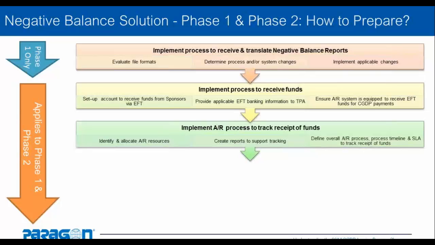Most importantly here, you should define the overall AR process to track receipt of funds. You should consider the following when defining this process: how funds will be received, how they will be identified as CGDP payments, how often you will check for them during the 38-day period, reports that you will use, and the inter-organization communication process. Additionally, as a part of this process, you will also want to define the overall process timeline for your organization. You should also establish a service level agreement for cross-functional areas. The CGDP processing is an aggressive timeline. Thus, establishing and following a defined process timeline and SLA will help ensure your organization meets the overall deadlines.